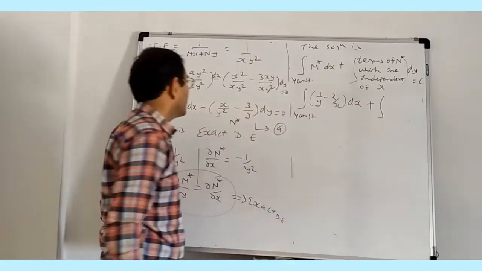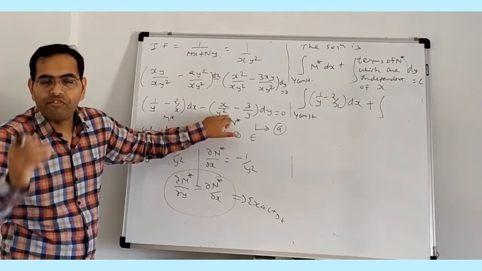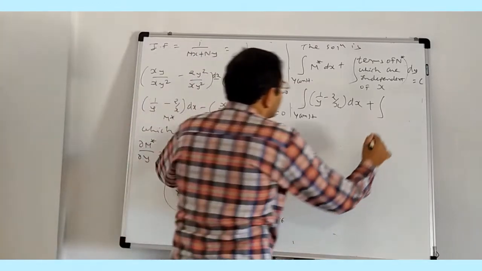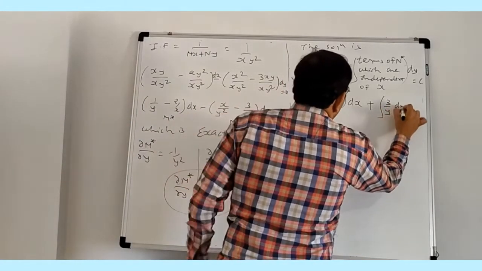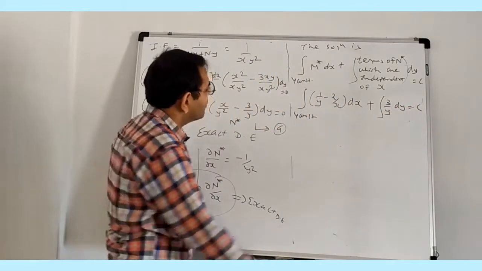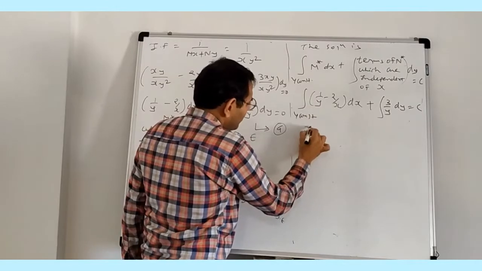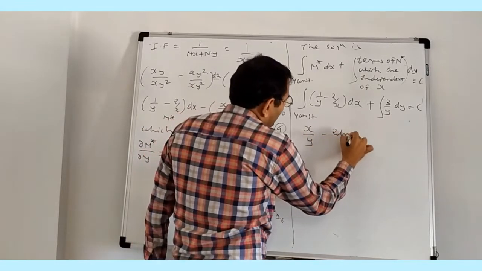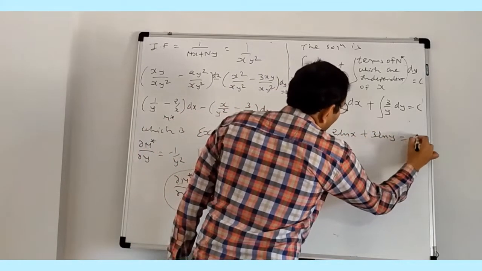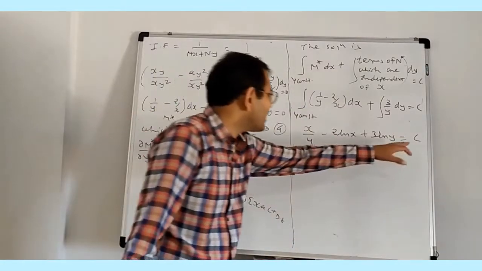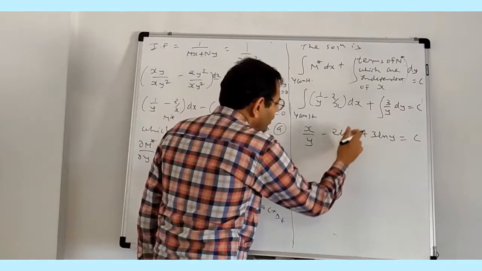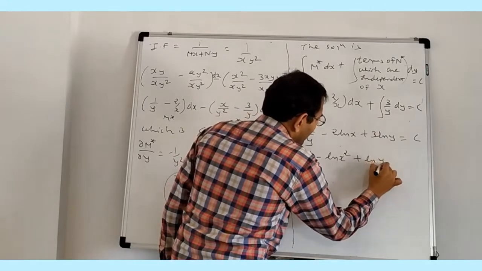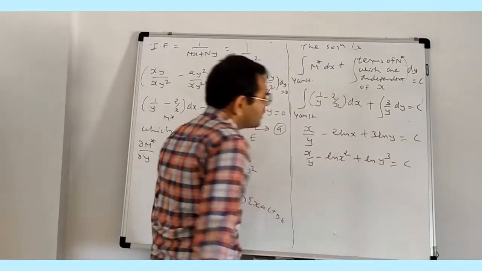plus integrating the term which has a purely y variable. The minus goes inside, minus minus plus, then we can write 3 by y dy equal to c. Then integrating, the first term is x by y minus 2 ln x plus 3 ln y equal to c, where c is an arbitrary constant. According to the properties of logarithm, we can write ln y raised to 3 equal to c.